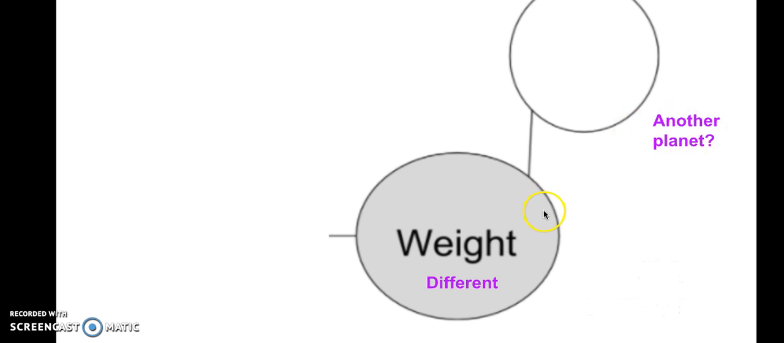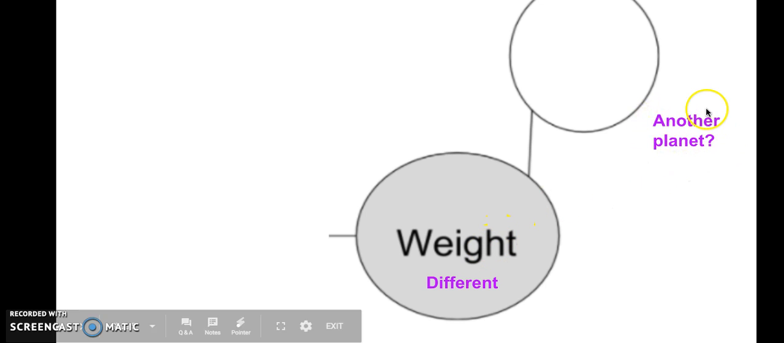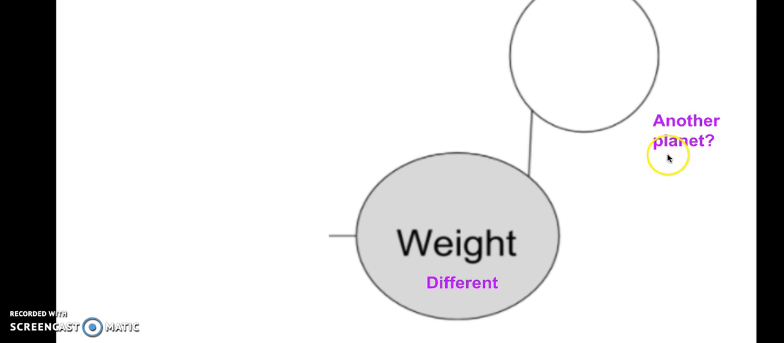Okay, students, last bubble. Think about what is going to happen to your weight when you go to another planet. So you're going to do one final fourth bubble. What happens to your weight when you go to another planet? Write that information in your fourth bubble. Press pause and press play when you're ready to go on.